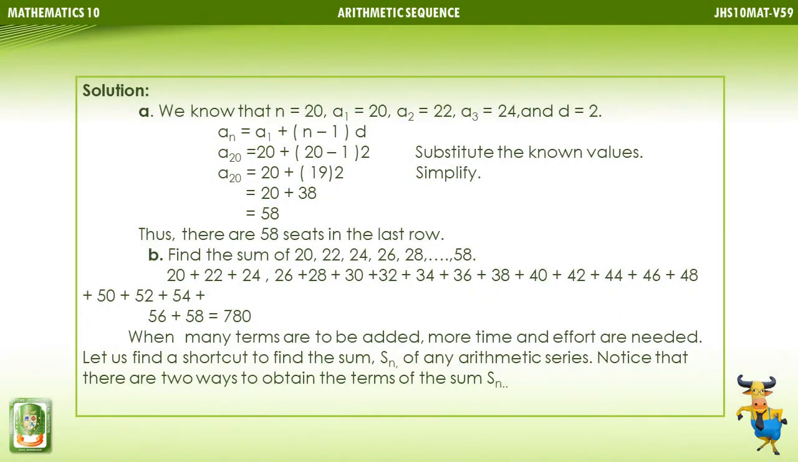Solution. A. We know that n equals 20. A sub 1 equals 20, A sub 2 equals 22, A sub 3 equals 24, and d equals 2.